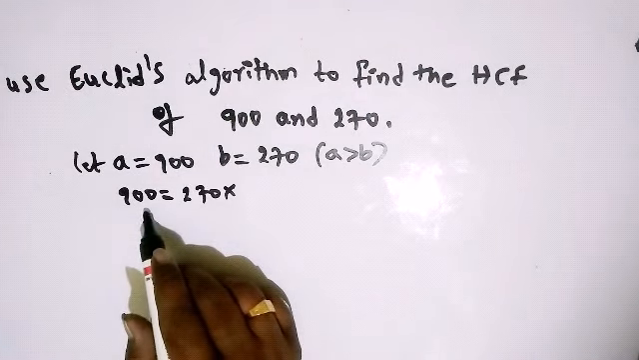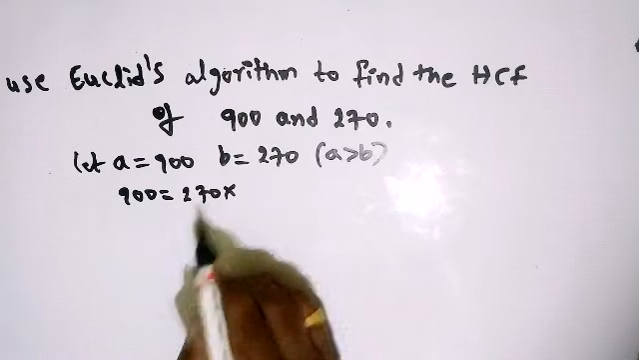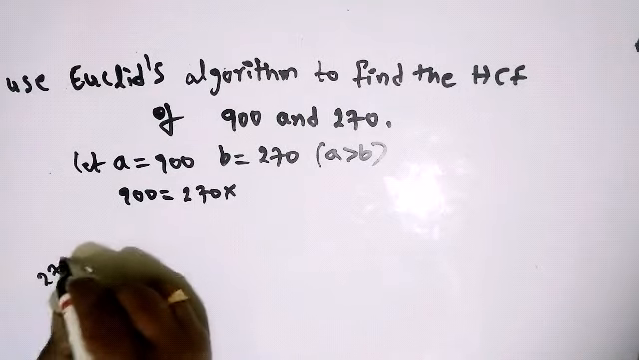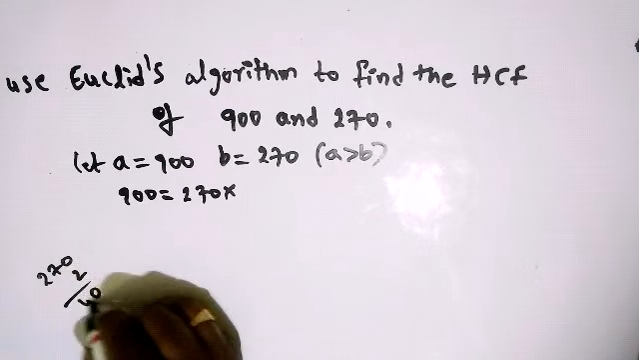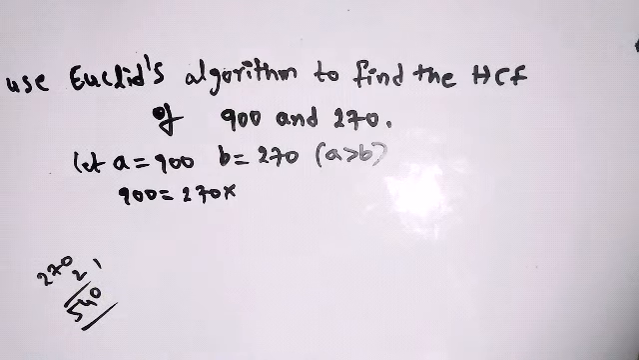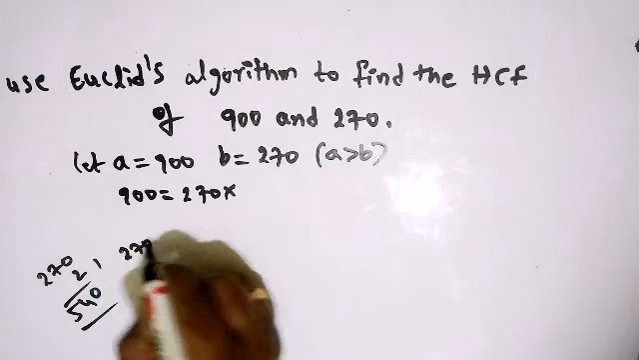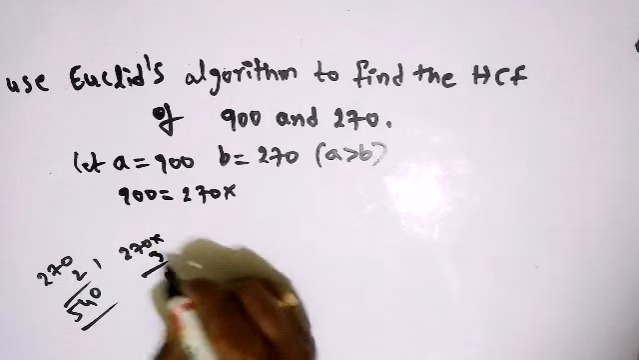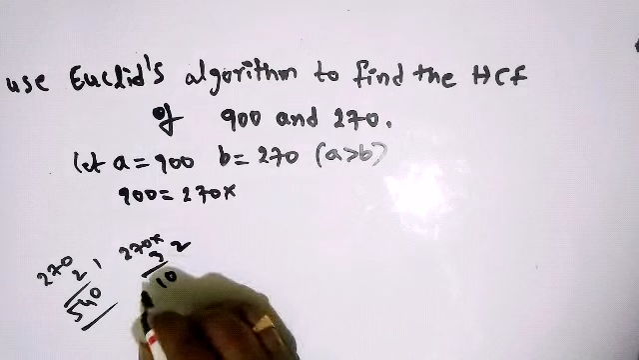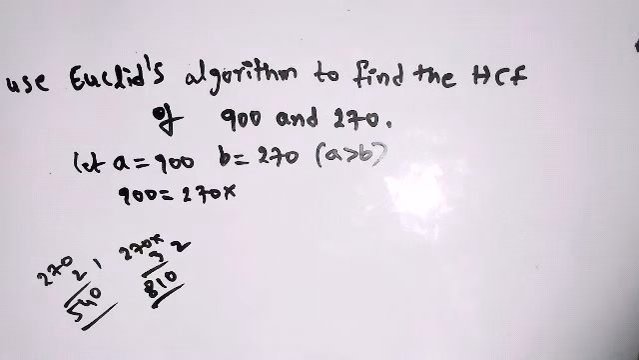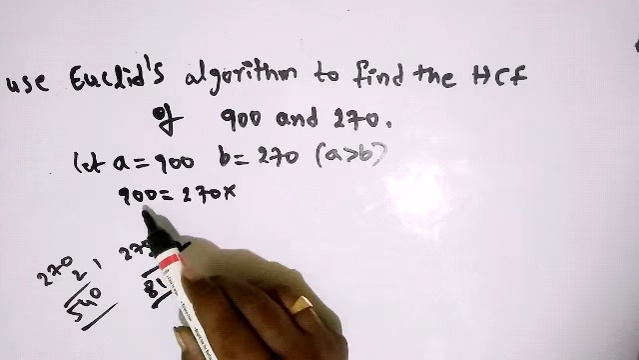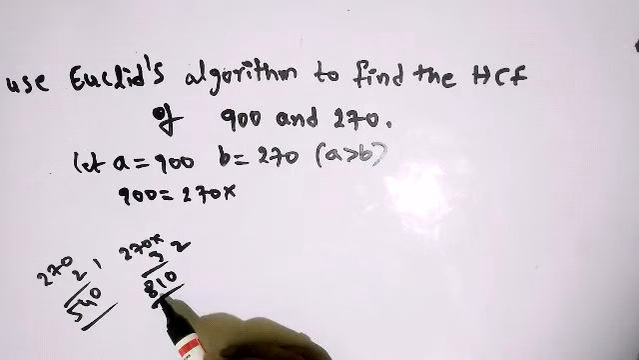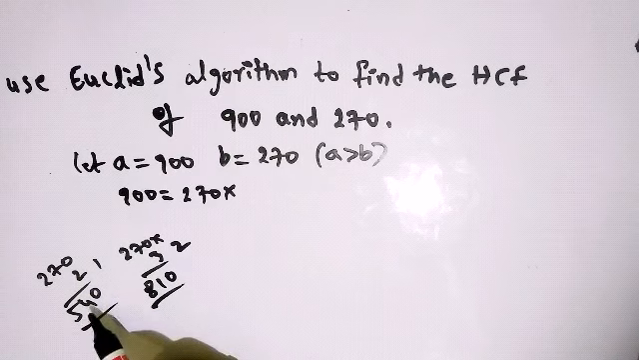Here you may get a doubt. See, we check the 270 table for 900. If you take 2, you'll get 270 × 2 = 540. If you take 3, 270 × 3 = 810. The maximum value we got is 810. In the 270 table, 270 × 3, that is 810, is the nearest value to 900. If you go with 2, we'll get 540.